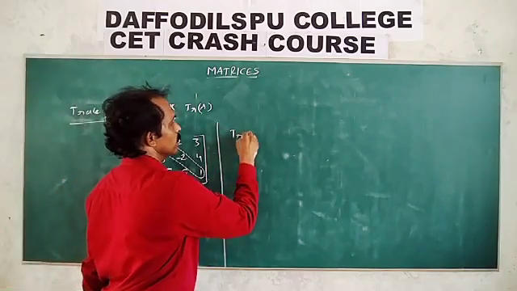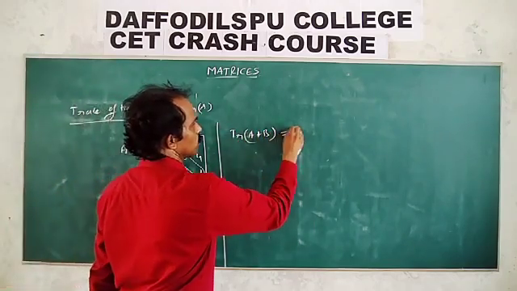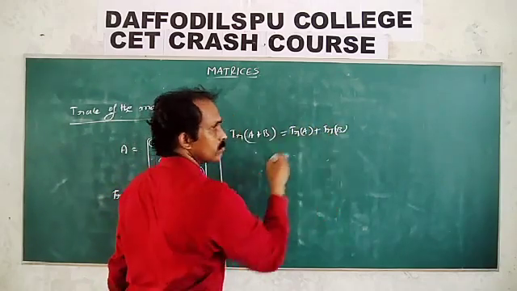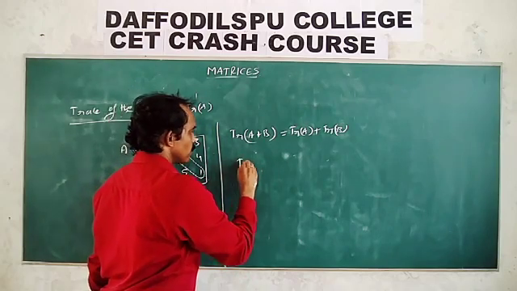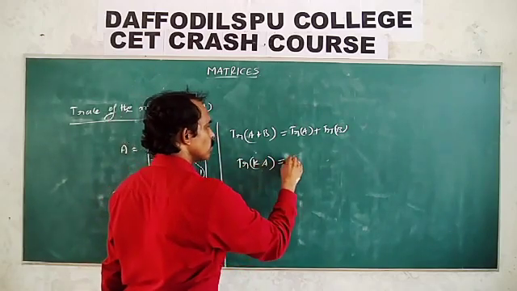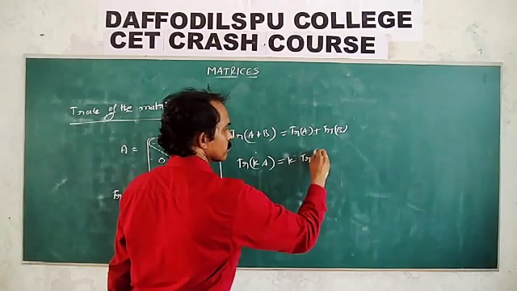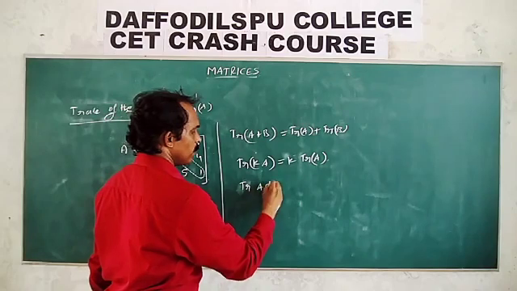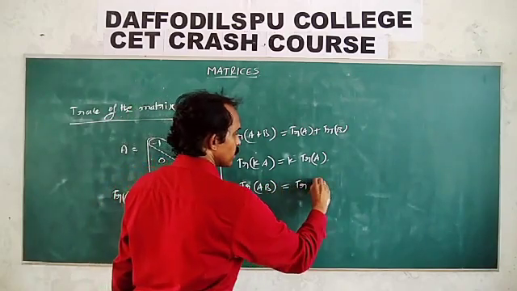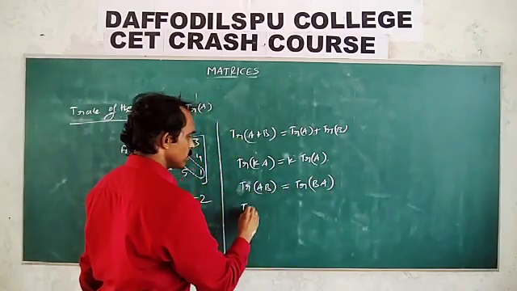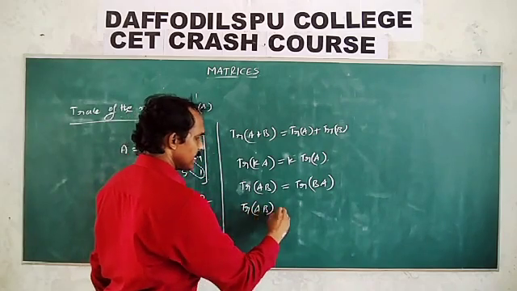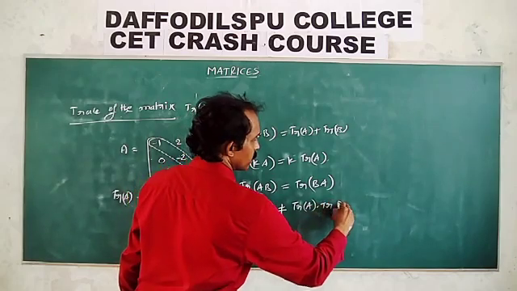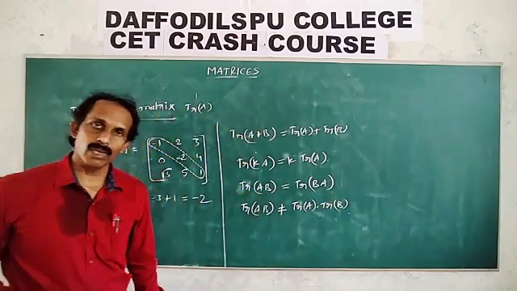Trace of A plus B is equal to trace of A plus trace of B, and trace of K into A is equal to K into trace of A. Next, trace of AB is equal to trace of BA, but trace of AB is not equal to trace of A into trace of B. These are the properties of the trace of the matrix.